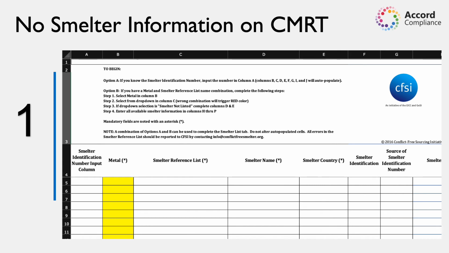Now I'm going to talk a little bit about common mistakes that we often see with what is submitted as CMRTs. One of the most common mistakes on the CMRT would be that there is no smelter information when claiming yes to any or all of the 3TGs. The purpose of the CMRT is that it is passed along the supply chain to the point that identifies the smelters used to refine or smelt the minerals, which is a critical part of identifying conflict-free sourcing.